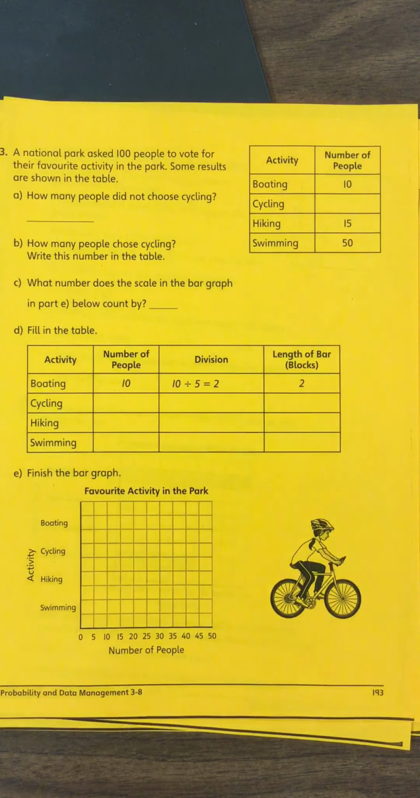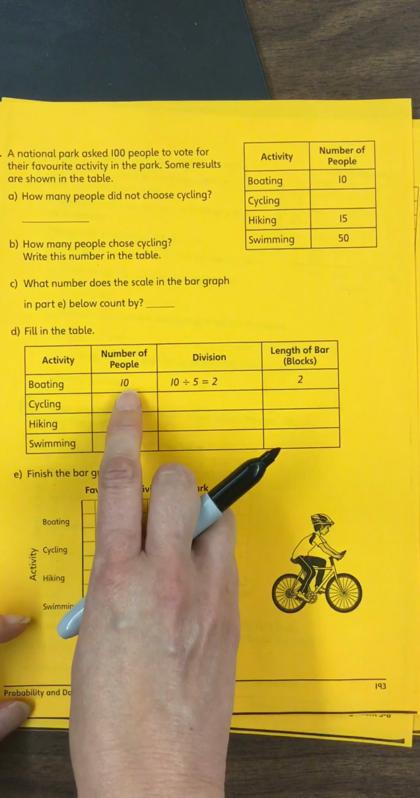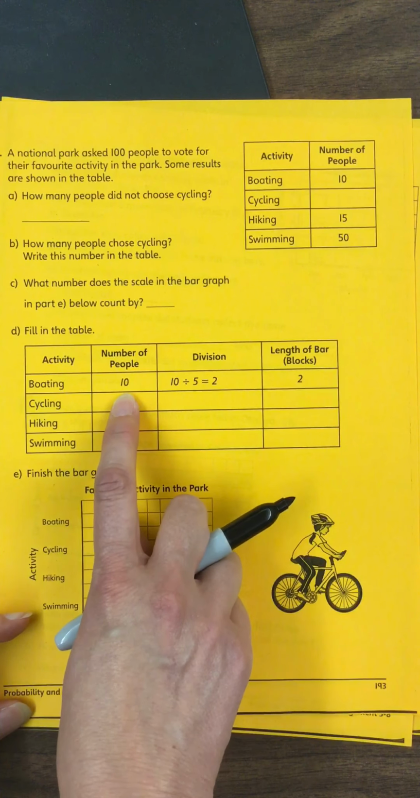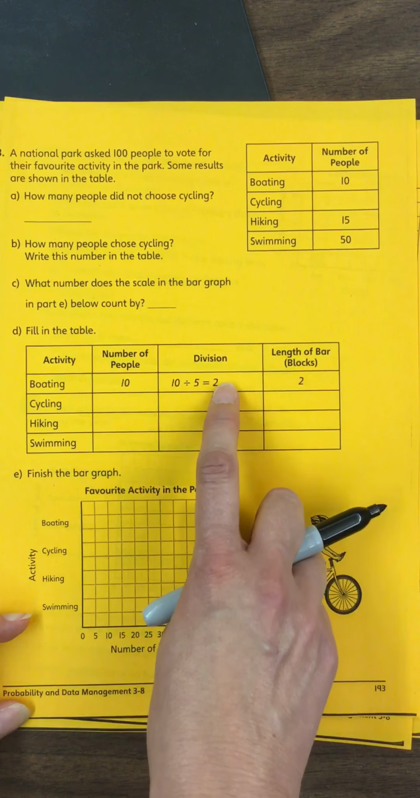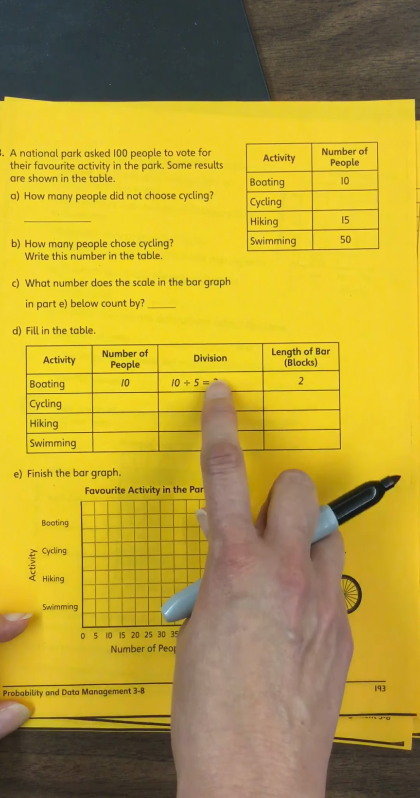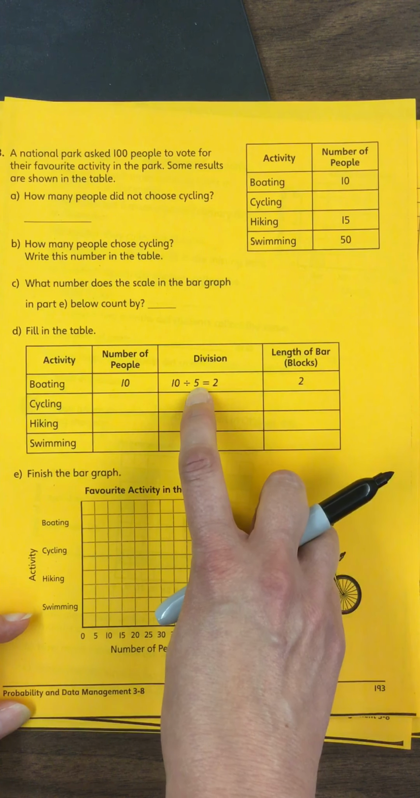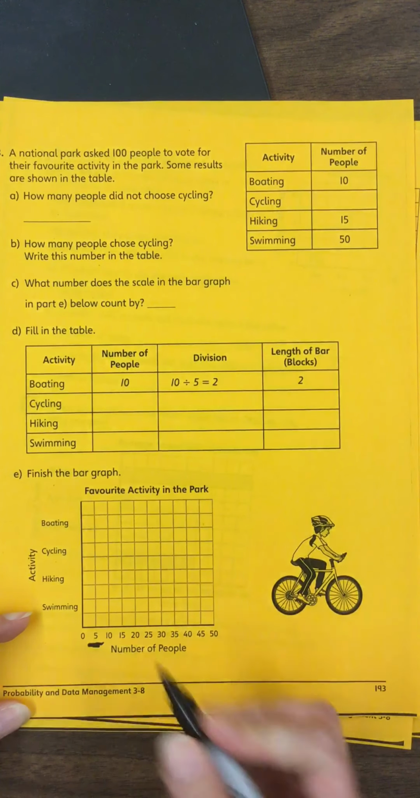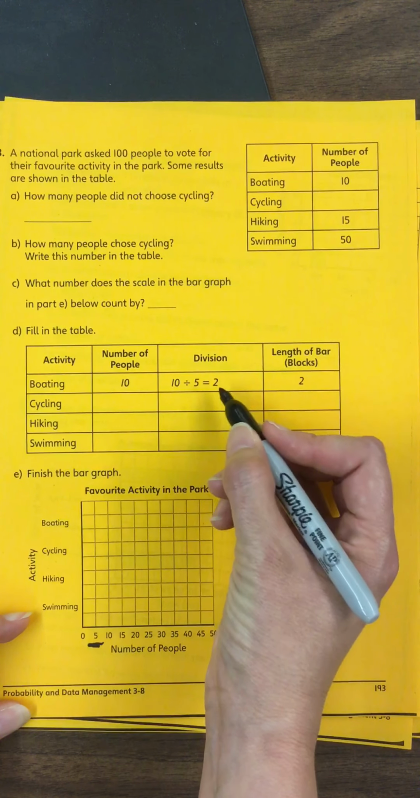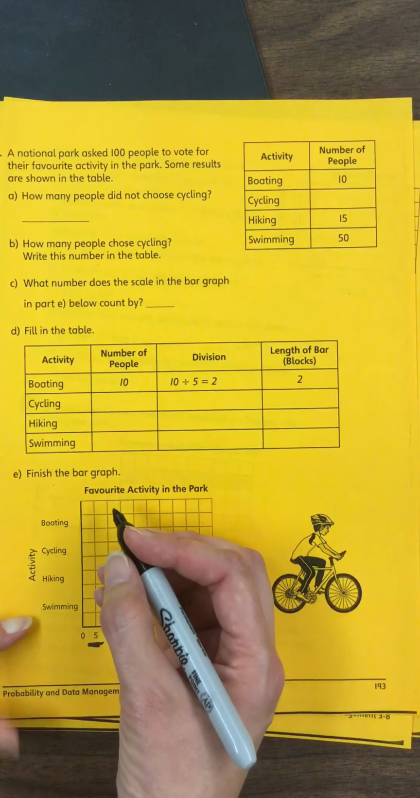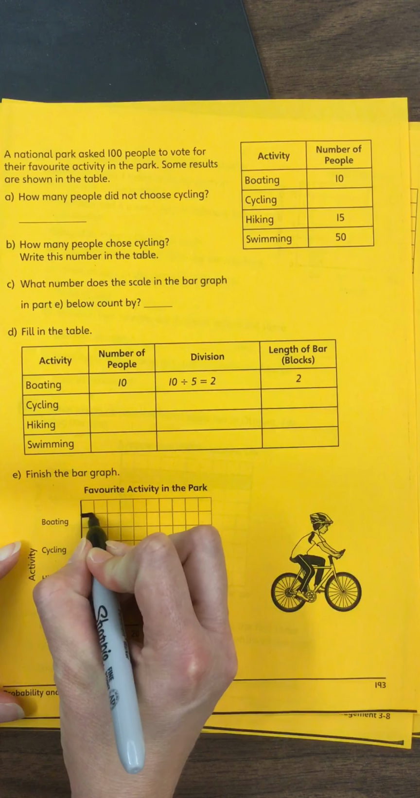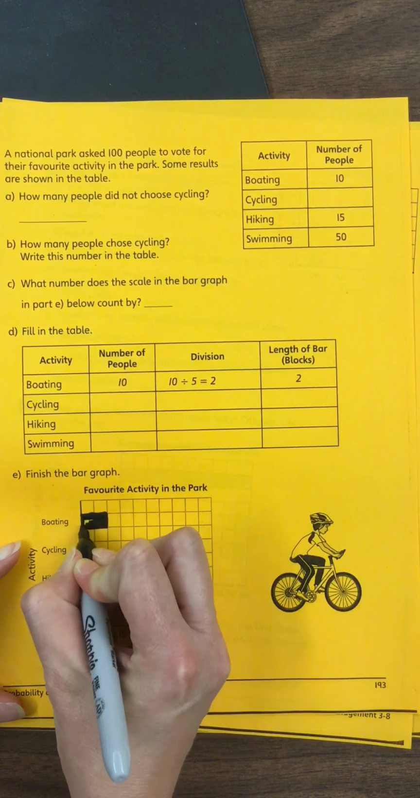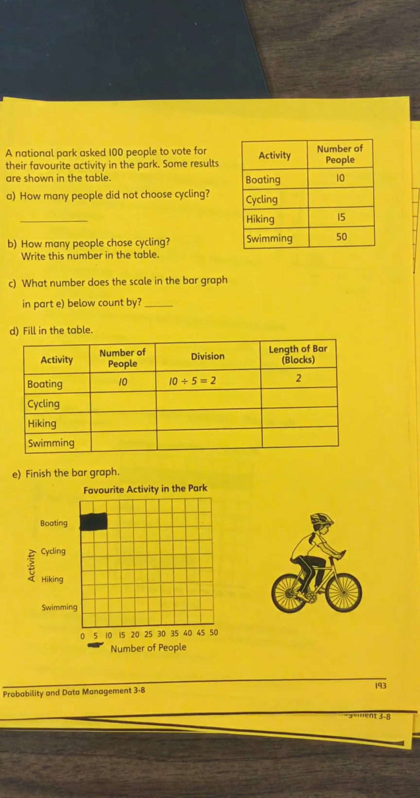So let me just show you what that would look like as an example, okay? There were 10 people, so take just the data from there. We know there's 10 people who like boating. To find out how many bars we're gonna fill in, we're gonna divide it by the scale, okay? Our scale is 5, okay? So 10 divided by 5 equals 2 blocks, so here's what we're gonna do. 1 block, 2 blocks. And we're going to fill that in. And there's our first bar for boating.